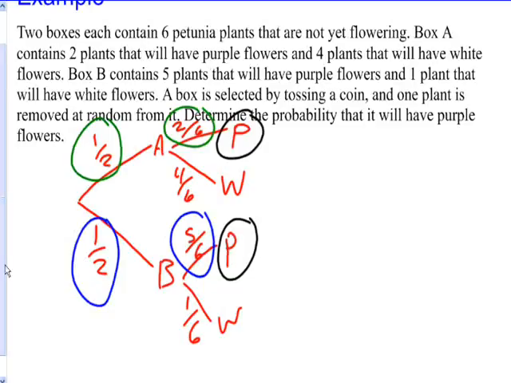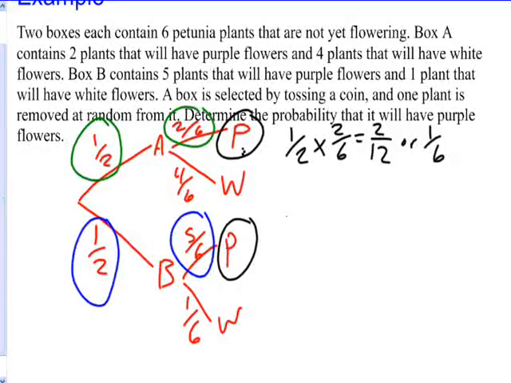All right. So there's a chance of getting a purple flower. 1/2 times 2/6. Multiply across, I get 2/12, or 1/6. I have a 1/6 chance of choosing those purple flowers in that box.